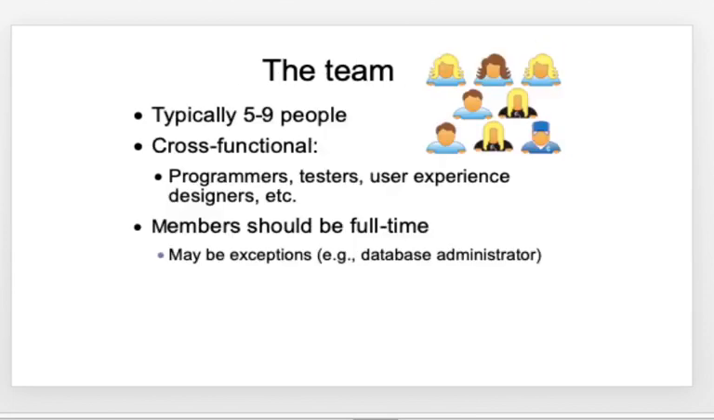The next is the team. The team typically consists of about 5 to 9 people. The team needs to be cross-functional in the sense that the team needs to consist of programmers, testers, designers, etc. The members should be full-time. There may be slight exceptions where a database administrator could work part-time, else all members need to be employed full-time in the project, and only then they will be comprising the team.